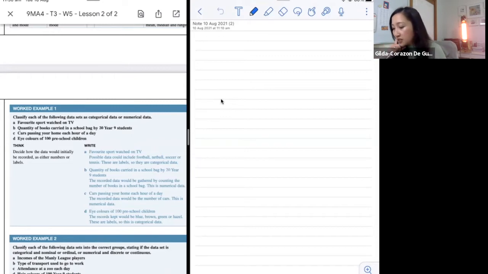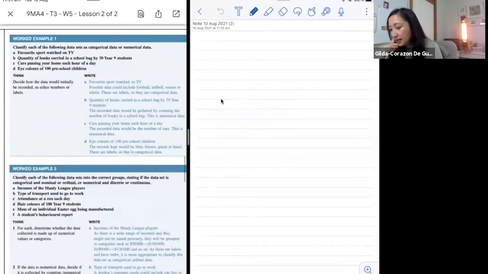Okay, cars passing your home each hour of a day. So you would have to use numbers there. So it's numerical data, and you're not measuring the sizes of the cars, but you're just counting them. So with that one, it would be, again, discrete. Okay, eye colors of 100 preschool children, then it would be categorical, and it's naming the colors. Okay, so it would be nominal categorical.